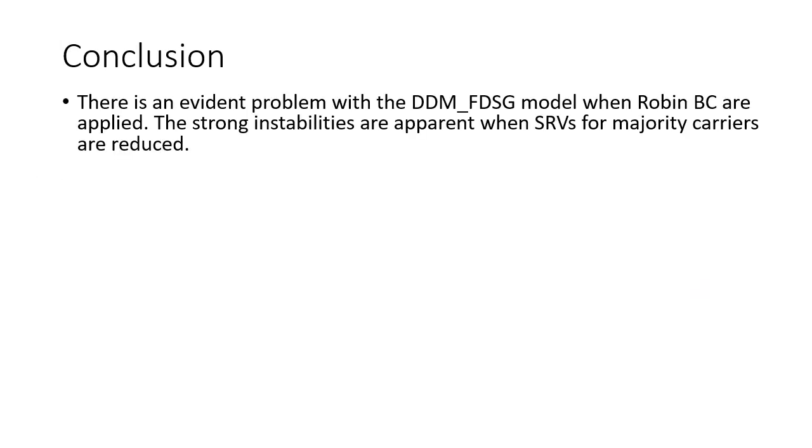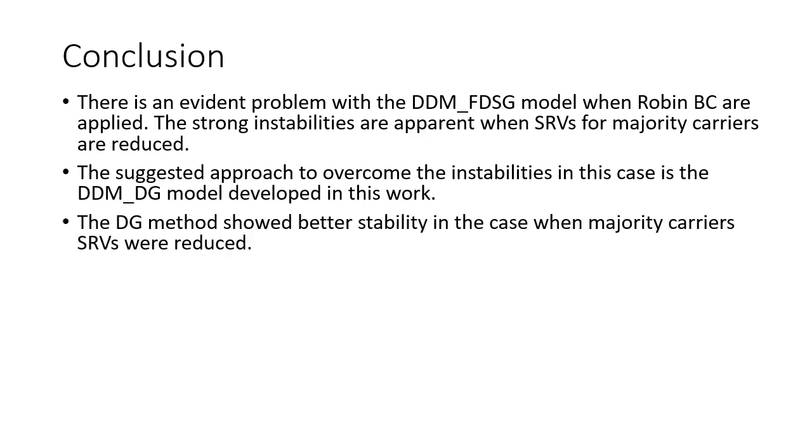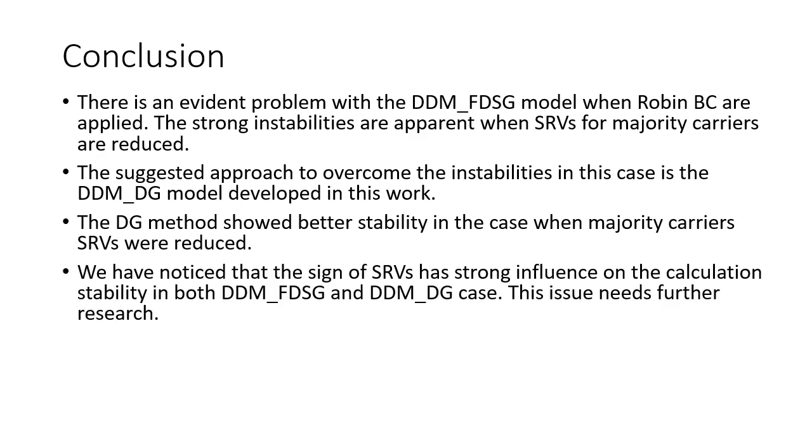To conclude, there is an evident problem with the DDM FDSG model when Robin boundary conditions are applied. The strong instabilities are apparent when SRV for majority carriers are reduced. The suggested approach to overcome the instabilities in this case is the DDM-DG model developed in this work. The DG method showed better stability in the case when majority carriers SRVs were reduced. We have noticed that the sign of SRVs has strong influence on the calculation stability in both DDM FDSG and DDM DG case. This issue needs further research.